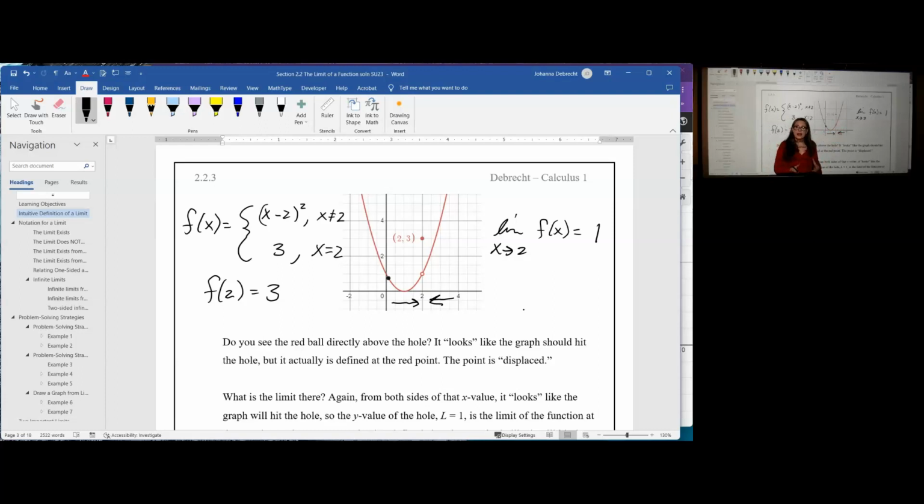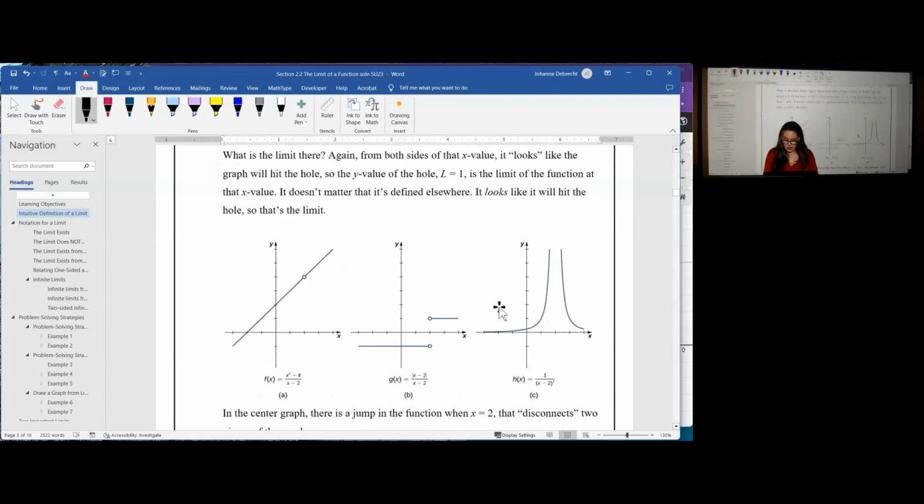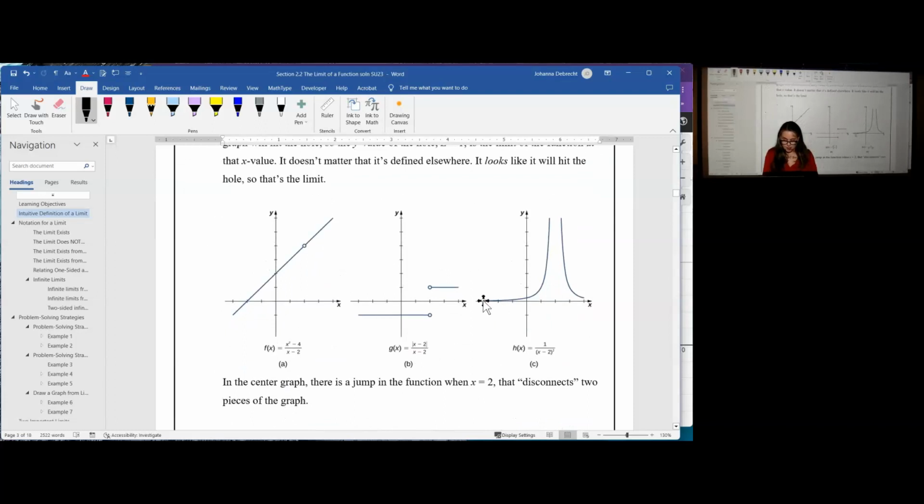These first 2 types, the displaced point and the hole, are what we call removable discontinuities. They're breaks in the graph that could be fixed if we could just change one single point. We'll talk more about continuity in section 2.4. Now what we want to do is focus on the middle one. Let's look at the center graph.